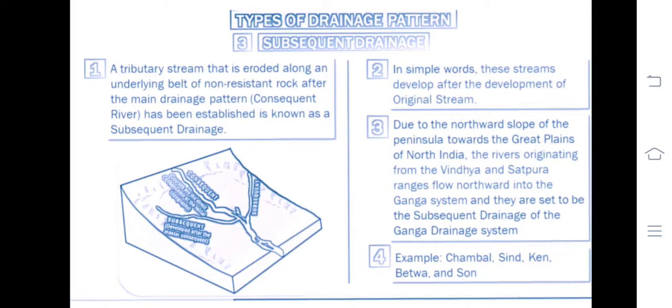And if you see from the upper side, you have Kosi, Gandak. They are also a part of your, yes, Chambal, Sindh, Ken, Betwa, and so on, all examples of your subsequent drainage. Subsequent means the original stream must be developed first, then other tributaries will follow the direction, whether I should touch the main river system or not.